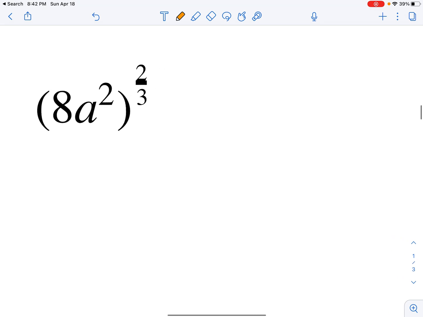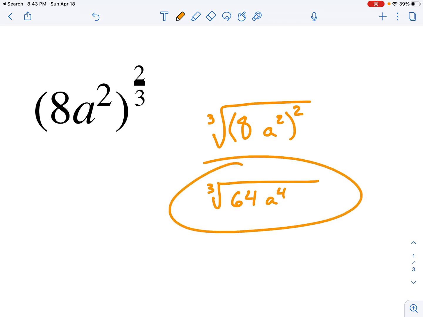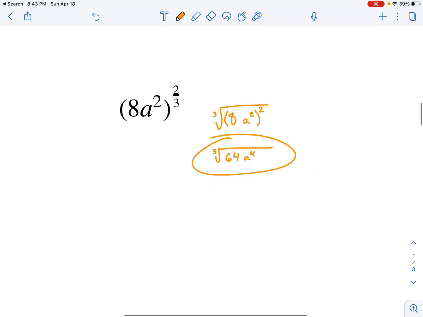Last one here. This is going to be a similar situation. Our 3 is going to be our index, and then we'll have 8 and a to the second in the parentheses, and that's all going to be taken to the second power. So our final answer would be 8 squared is 64, and then a to the second would be a to the 4th, and that's my final answer.